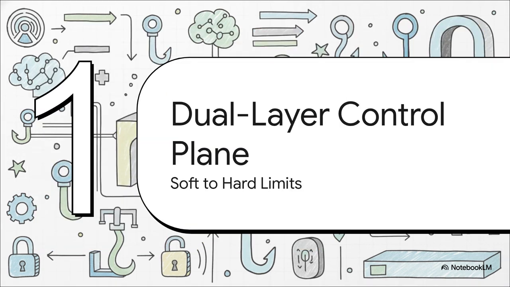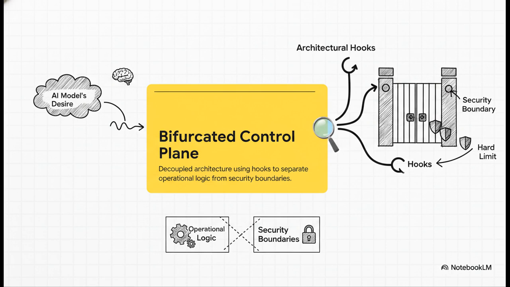Section 1. The dual-layer control plane, shifting from soft constraints to hard execution limits. Okay, let's dive into this. So traditional safety methods, things like RLHF and standard prompting, those are what we call soft constraints. They're probabilistic, which means they're highly susceptible to adversarial jailbreaking. They're more like suggestions than actual rules. Enter the bifurcated control plane. This is a decoupled architecture that uses hooks to strictly separate your operational logic from your security boundaries.